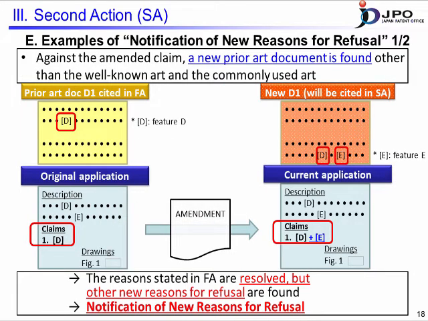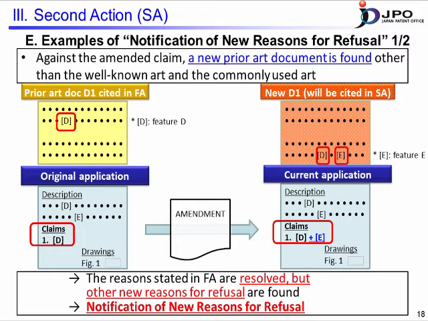This picture shows an example where a new prior art document is found. The claim filed in the FA is shown on the left, and the amended claim is shown on the right. The Claim 1 filed in the FA includes Feature D. The examiner sent a notification of reason for refusal to the applicant against this claim based on D1, in which the Feature D is disclosed. And the applicant filed an amended claim which includes features D and E in response to this FA.